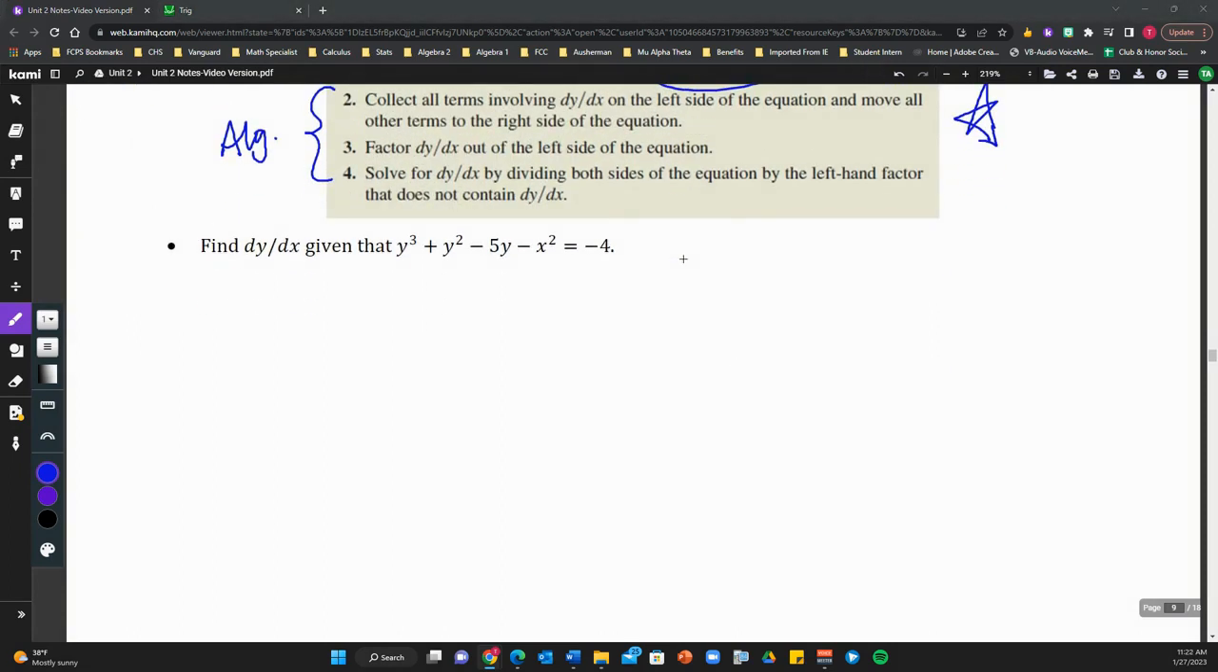So let's give this first example a try. We're going to find dy/dx given that this relation is true. Again, when it's not solved in explicit form, we tend to refer to them as relations because we don't know that this equation actually passes our function rule. Remember, some of these crazy relationships can end up having some really weird shaped graphs.